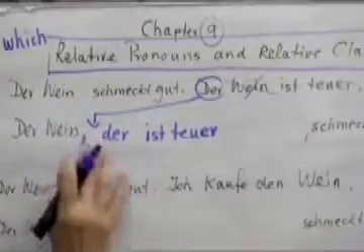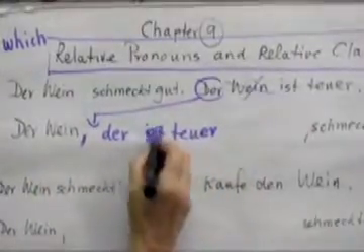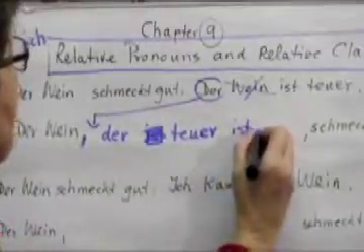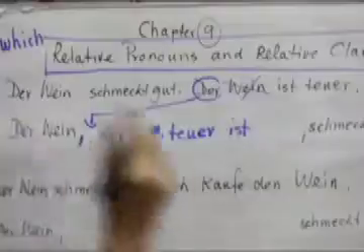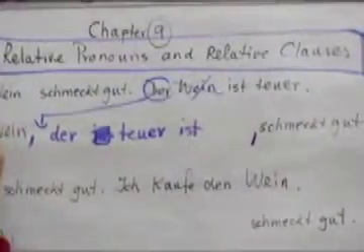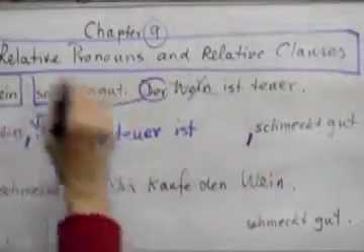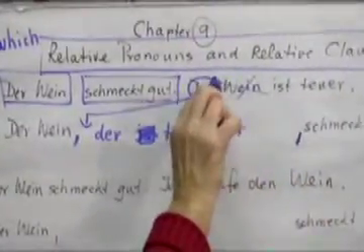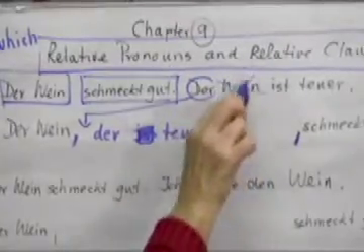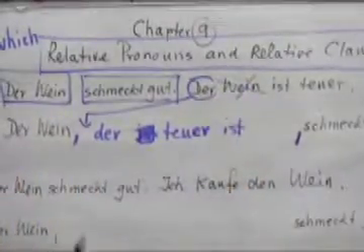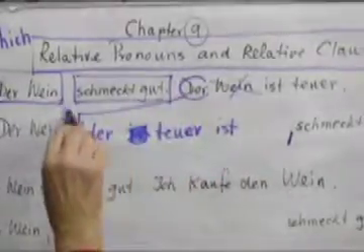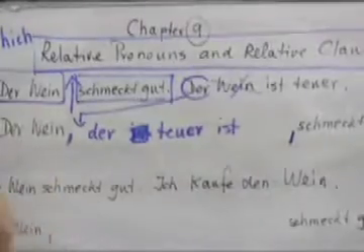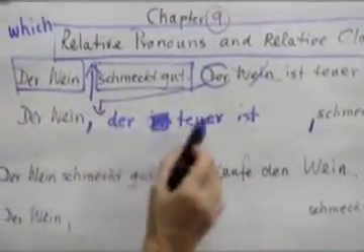Ist teuer, but since this is like a subordinating conjunction, we need to remove the ist and put it at the end of the sentence. Another comma, and then the rest of the original. Der Wein schmeckt gut. So what did we do? We took the second sentence, omitted the word that is the same as in the first sentence. We stick this whole phrase in between here, separated by commas. So, der Wein, comma, der teuer ist.